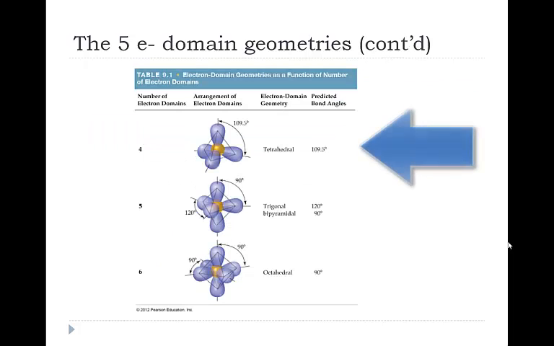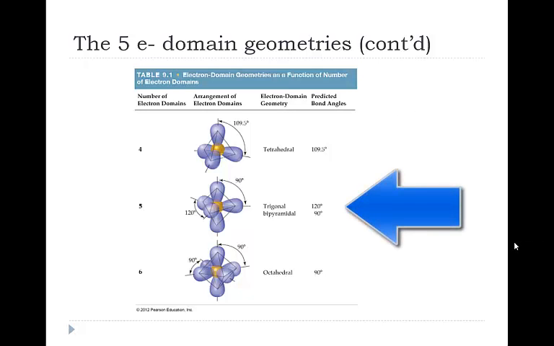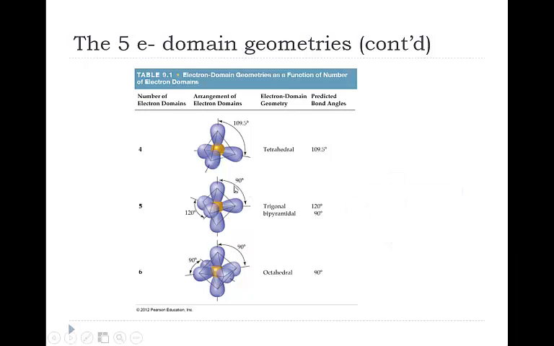If we have 4 electron domains, remember that we have all of 3-dimensional space to work in. Instead of putting them into a square shape, we put them into what's called a tetrahedral shape, and the bond angle is 109.5 degrees. With 5 electron domains, the shape is called trigonal bipyramidal, meaning we have 2 pyramids with a triangular base. So trigonal bipyramidal. And the bond angles are 120 degrees for the triangle part and 90 degrees, shown here, for the bipyramidal part.